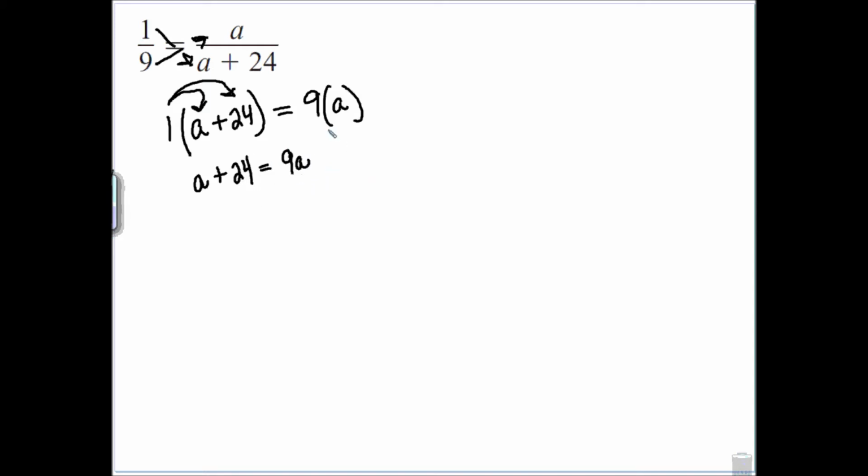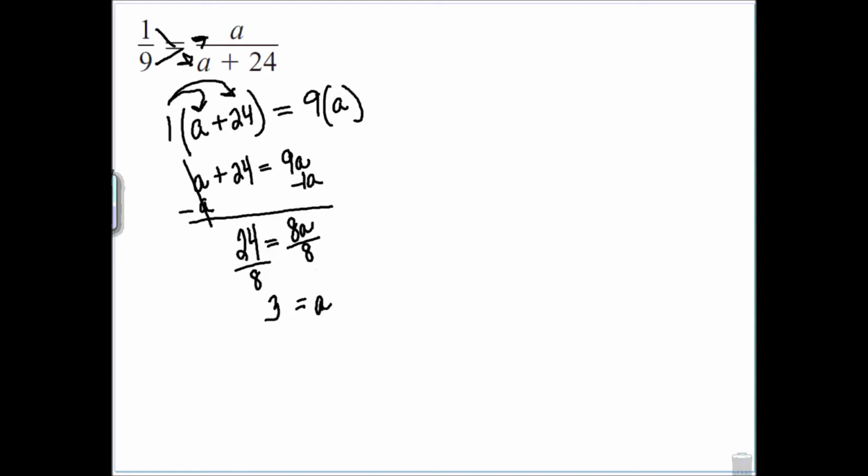If you want more information on how to solve an equation with variables on both sides, you're more than welcome to visit my video titled Variables on Both Sides. My goal is to bring this a over to this side, and I do that by the inverse. If this is a positive a, I get rid of it by subtracting. I'm left with 24 on this side. 24 is equal to 9a minus a, which is, there's a 1 over here, so that gives me 8a. I divide by 8. I divide by 8. A is equal to 3.